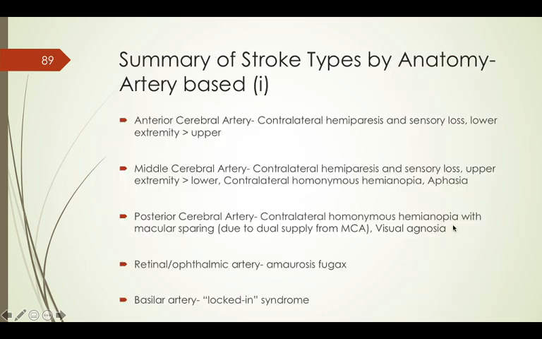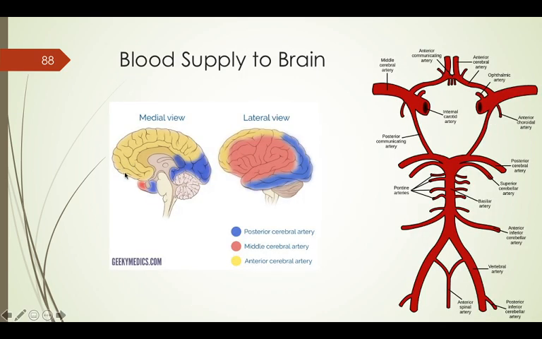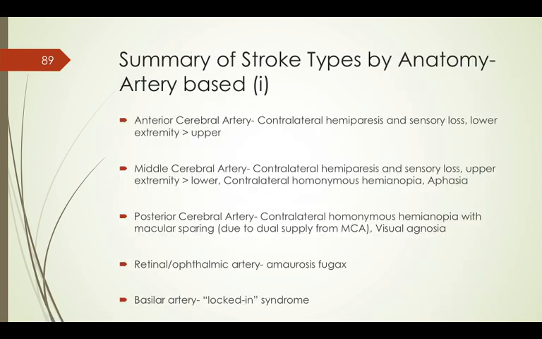Okay, fine. So just a brief summary then of just thinking about what those arteries do and what consequences they would lead to if they were to have an interruption in their blood supply. So anterior cerebral artery would cause a hemiparesis and sensory loss of the legs.